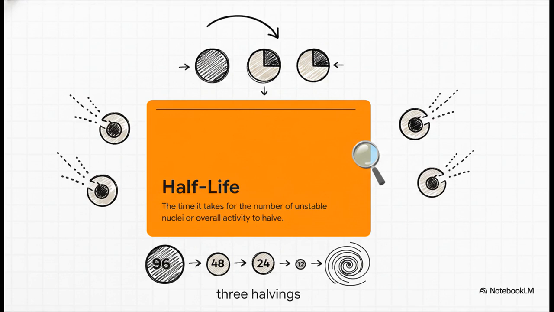Now, a very quick warning for your exams. If an activity drops from, say, 96 to 12, do not just divide 96 by 12. That's a trap. You have to literally count the halvings. 96 halves to 48, 48 halves to 24, and 24 halves to 12. That is 3 distinct half-lives. You use the total time given to figure out the length of one single half-life.